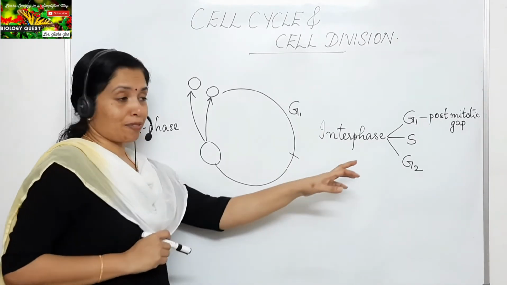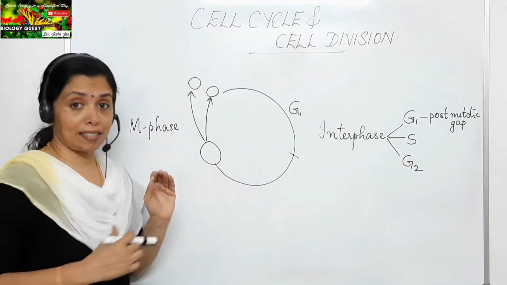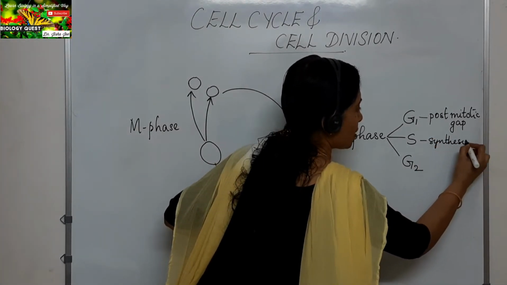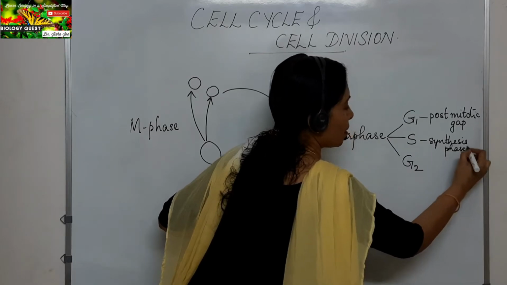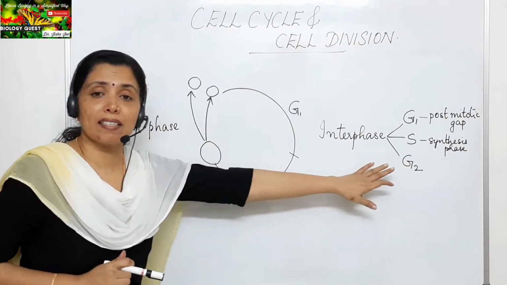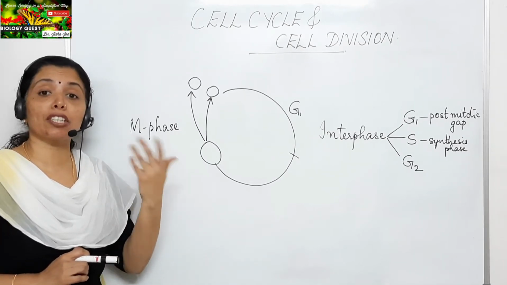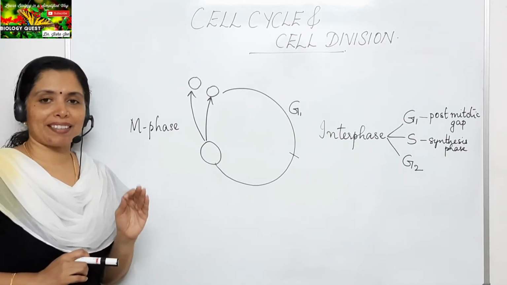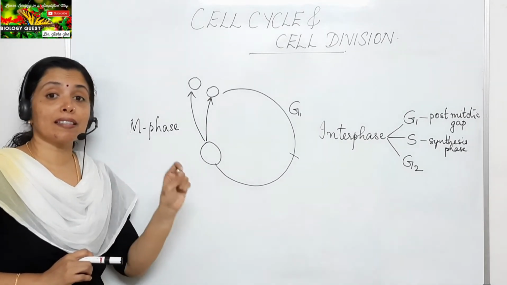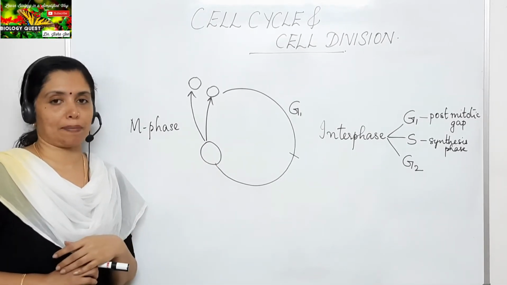The second phase of the interphase is the S phase. S phase is otherwise called the synthesis phase. S refers to the synthesis phase. What is actually being synthesized during this phase? It is the DNA. DNA duplication, or the replication of the DNA, takes place during the synthesis phase. Okay, so remember, it is during the S phase of interphase that DNA duplication takes place.